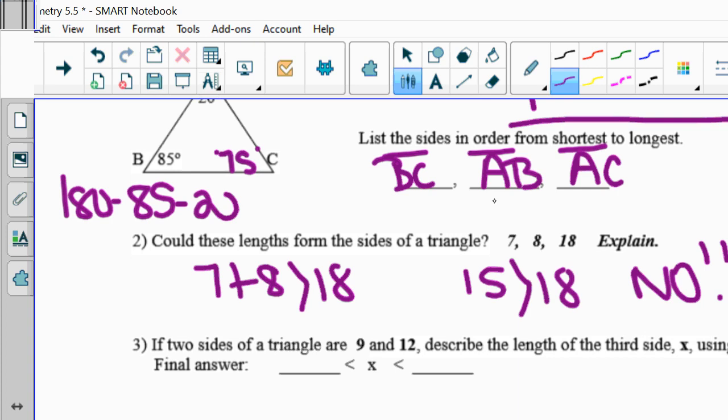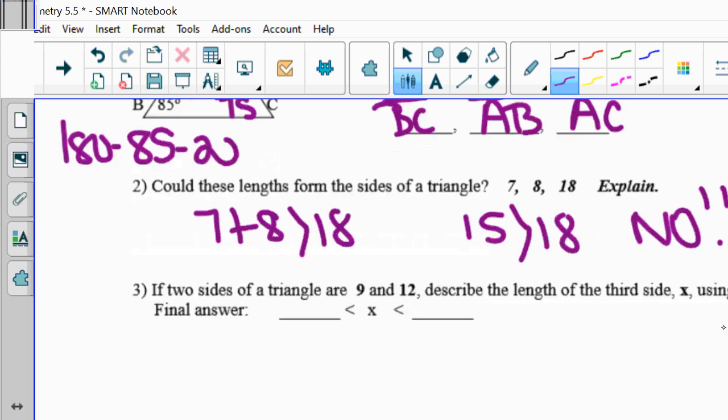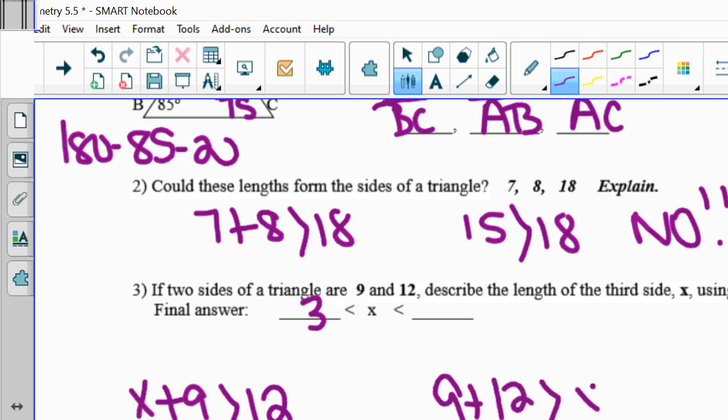And finally, if two sides of a triangle are 9 and 12, describe the length of the third side, x, using an inequality. So I take the smaller number and my variable, so x plus 9 has to be greater than 12. So subtract 9, so x would have to be greater than 3. So I know that x is between 3 and, so now I take 9 plus 12, so it has to be greater than x. 9 plus 12 is 21, so x has to be between 3 and 21.